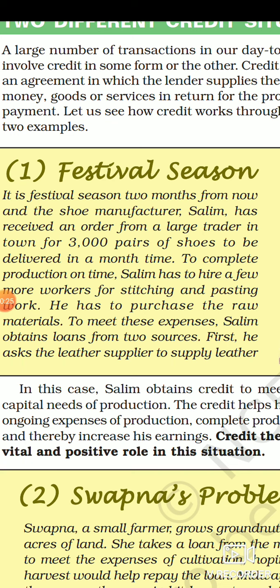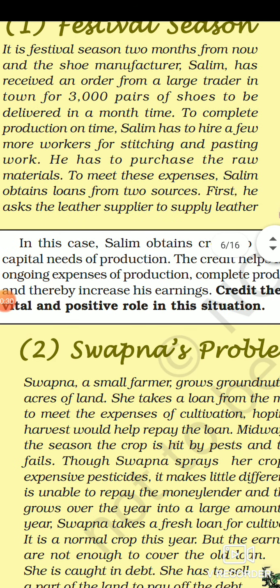Another case is of a poor farmer, that is Sapna's problem. She is a poor farmer. She wants to grow groundnuts, and for that she requires a loan. So she goes to a money lender and takes a loan. At the beginning of sowing, of the agricultural activity, she took the loan to grow groundnuts. Unfortunately, because of a natural calamity, the crop failed and the productivity was nil. So now she has to return her credit.